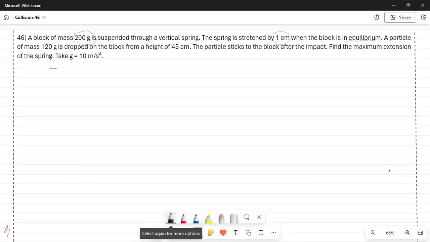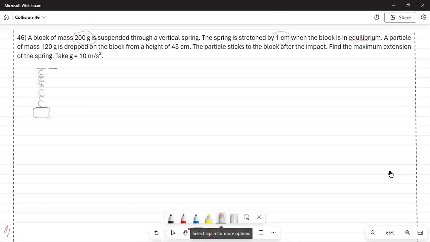There is a spring, and this is a spring. Say this is the neutral length of the spring. But when it is attached to a mass, this is the neutral length of the spring. Now, I should not draw the mass here. This is the neutral length.